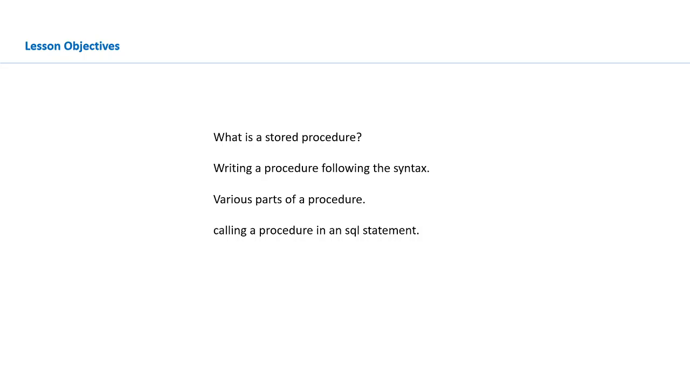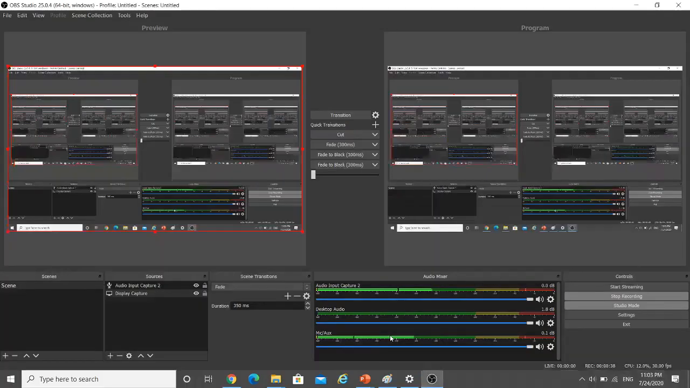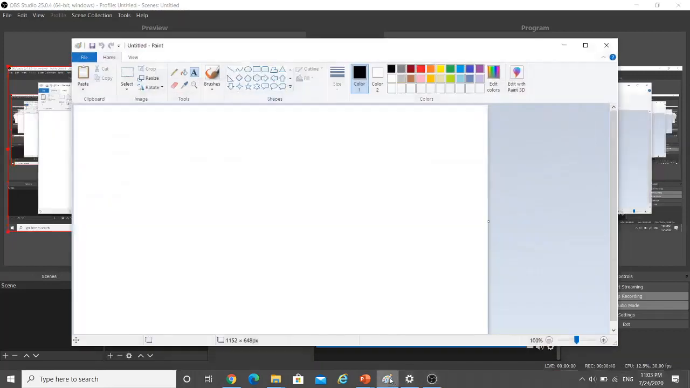Alright, let's start it. What is a procedure? A procedure is a subprogram that performs a specific action. A procedure invocation or call is a statement. But before understanding this sentence or a statement, let's understand what a procedure is by taking a small diagram. We'll just make a small diagram and see what is a procedure and what is its use.